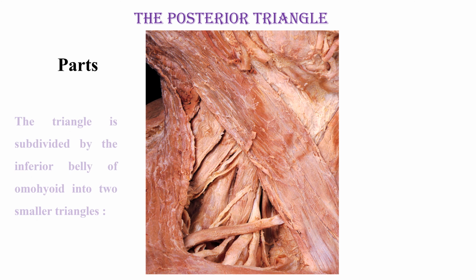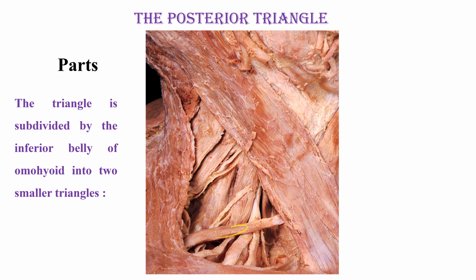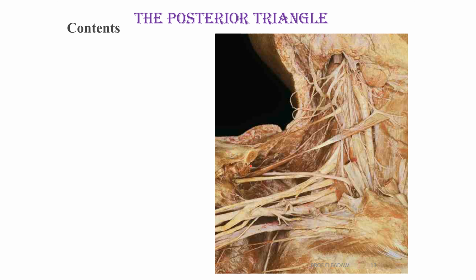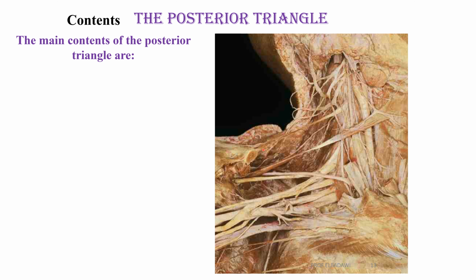The triangle is divided by the inferior belly of omohyoid, which you can see here. It is one of the contents of the triangle. It divides it into an upper one, which is large, the occipital triangle, and a lower one, which is the subclavian or supraclavicular triangle. Those are the two parts of the triangle. When it comes to the contents, that is a cadaveric specimen showing the main contents, which will be described again.